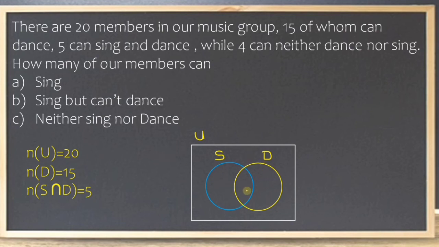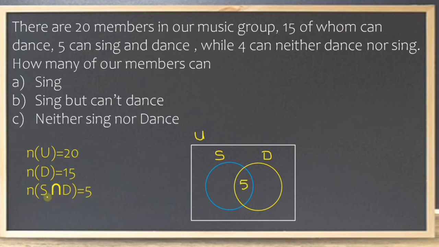And how do we do that? The key thing is this, that you always begin from the intersection and go outward. No matter how many subsets, begin from the intersection and go outward. So the intersection here is 5. We have 5 members in the intersection. They are in S and also in D. So if you look here, this region is in S and also in D. So we have 5 members. So we put in our 5 here.